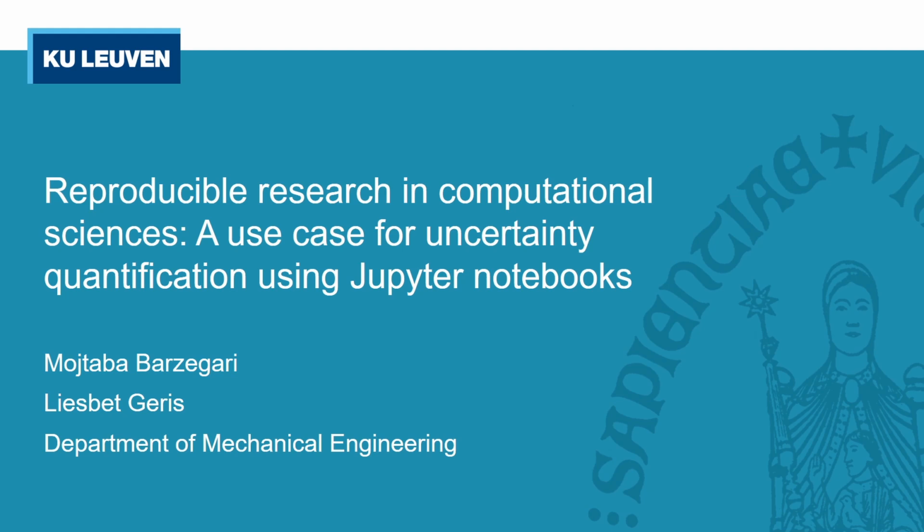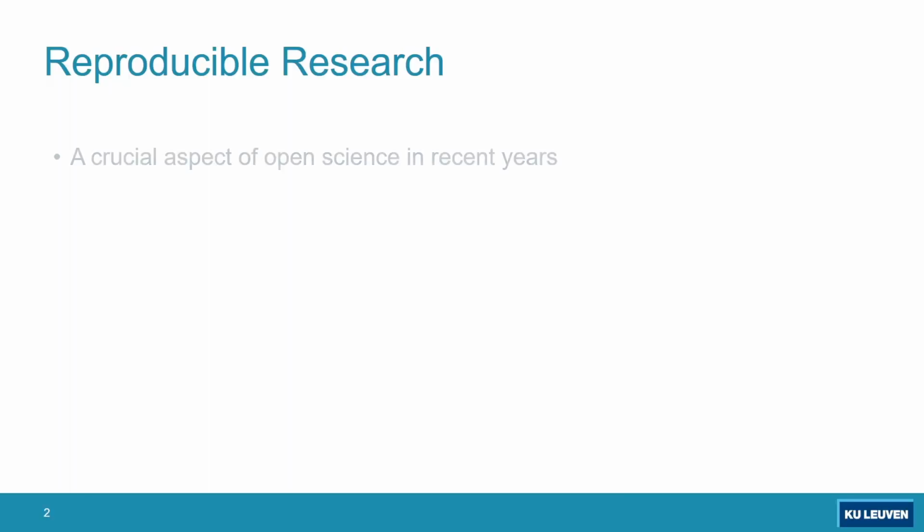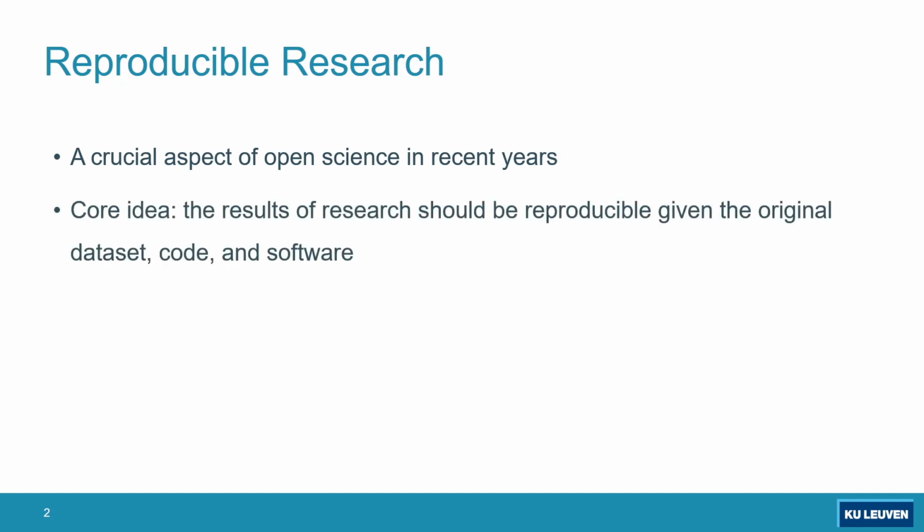Welcome to my presentation about the importance of reproducible research in computational sciences by showing a use case for uncertainty quantification. Reproducible research has become a crucial aspect of open science in recent years. The core idea of reproducibility is that the results of every research work should be reproducible and replicable by everyone else, given the original code, software, and dataset.